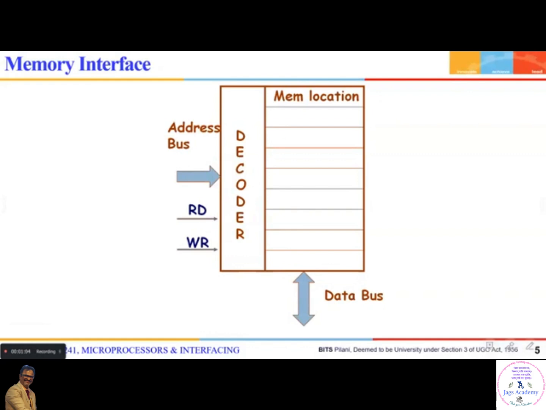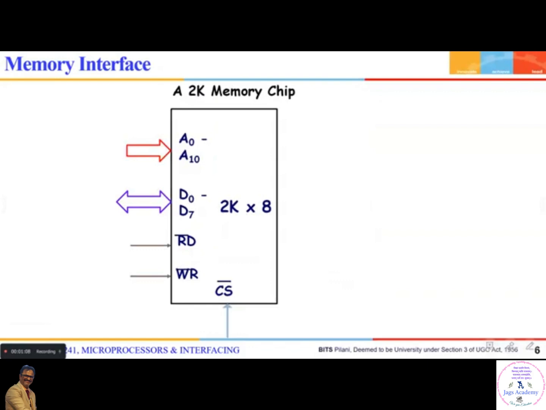This is your memory. Now I will go to the memory chip. This is what a memory chip is. A memory chip, I told you, comes in different sizes. It can be 2K, it can be 4K, it can be any size. And how does it actually represent it? What you need to know about the memory.